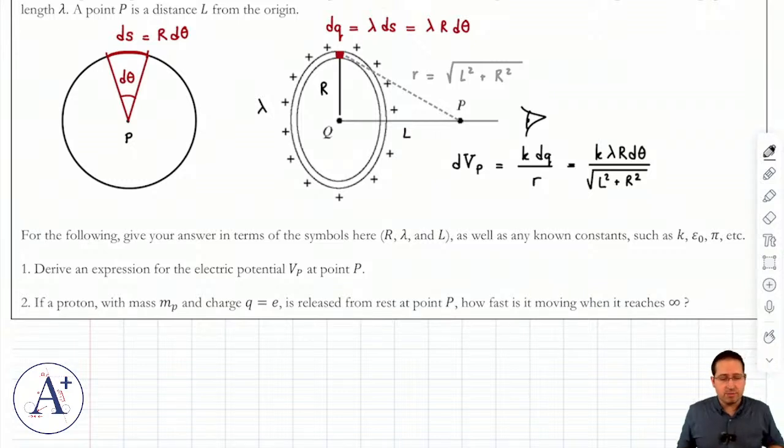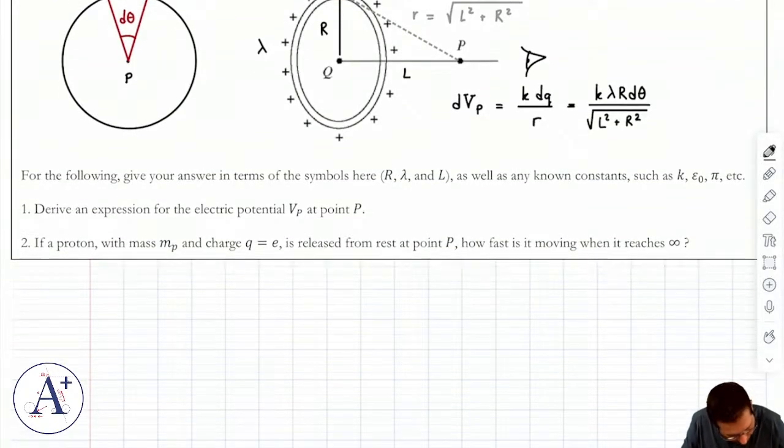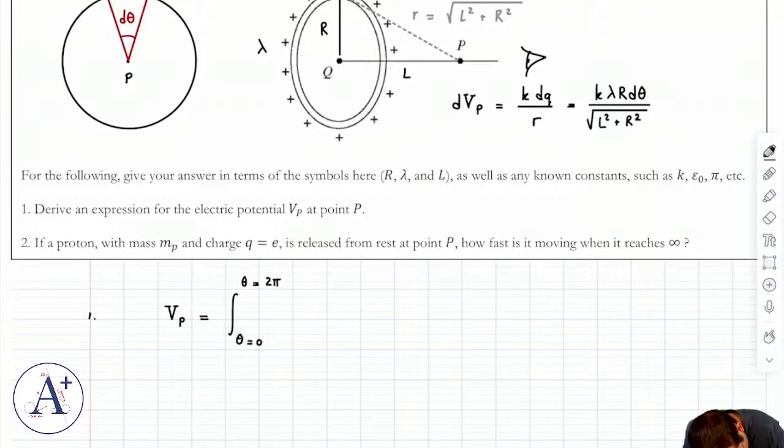And the price that I have to pay for having chosen a tiny slice so that I could use the formula from the point charge is integration over the entire charged object. So I have to integrate around the ring. And I can do that by saying that to integrate around the ring, I have to go from theta equal to 0 to theta equal to 2 pi.